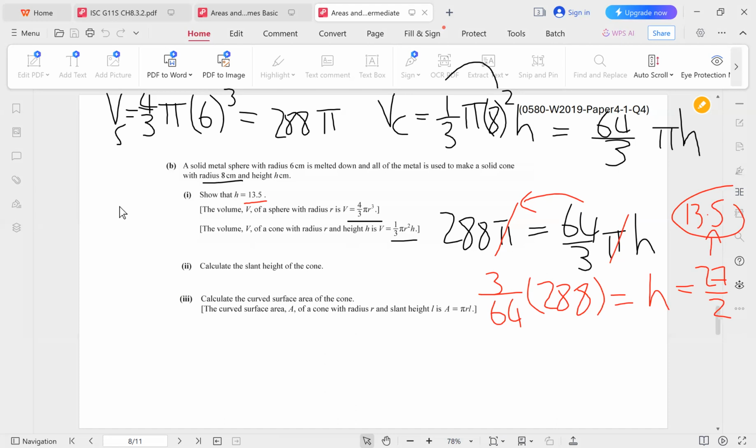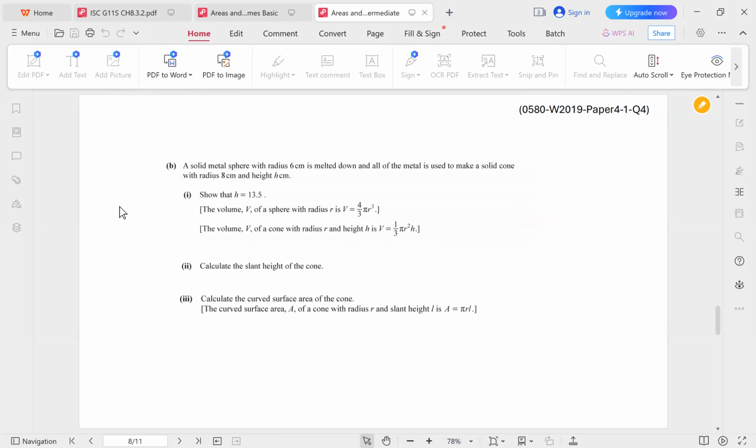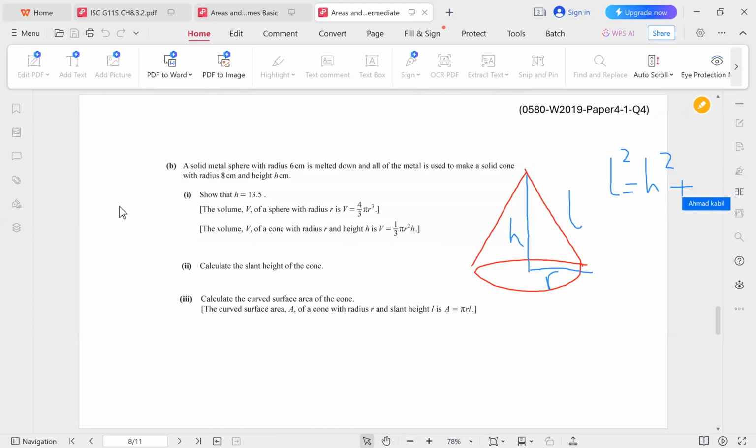Next, we want to calculate the slant height of the cone. So what is the slant height of a cone? The cone looks something like this. And the slant height, which we normally call L, is this side here. Now, the height of the cone is h, the vertical height, and the radius is r. So these are linked by an equation, which is L squared equals h squared plus r squared, because this is a 90-degree angle. So this is essentially the Pythagorean theorem implemented inside the cone.